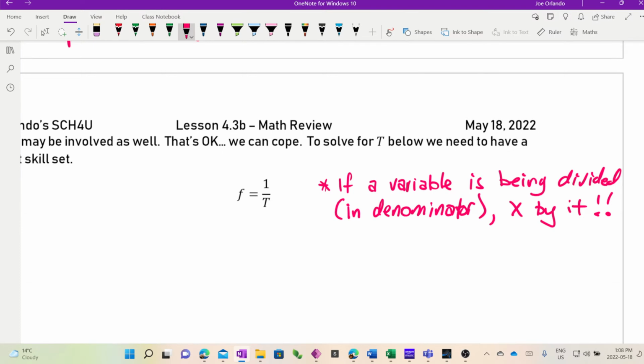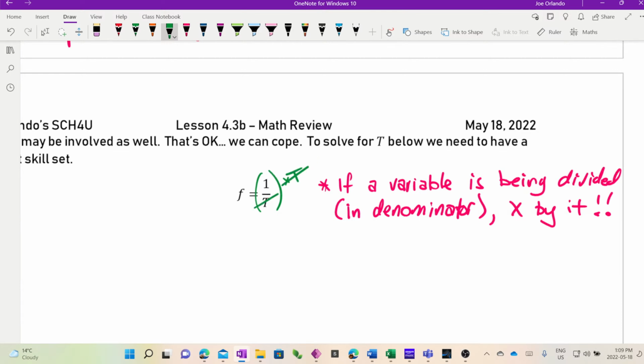I don't want t to ever be, listen, look at me, I hate fractions. Well, that's not true. I don't hate fractions. I hate fractions where the thing I want isn't on the top of the fraction but on the bottom. That's stressful. So if you see it, just don't let it happen. So what am I going to have to do here to get rid of the t on the bottom? Right now it's 1 divided by t. The opposite of dividing by t is multiplying by t. That will get rid of the t on this side.